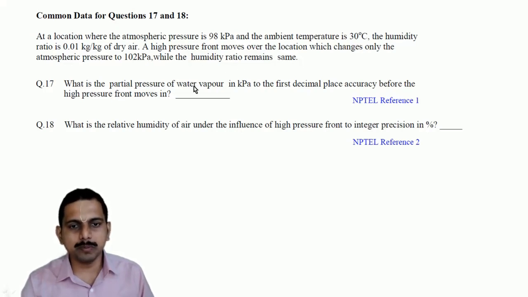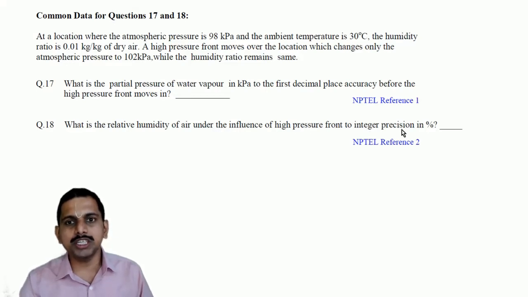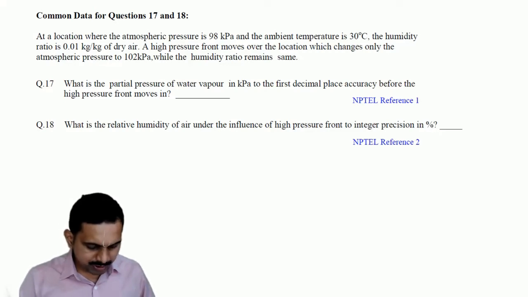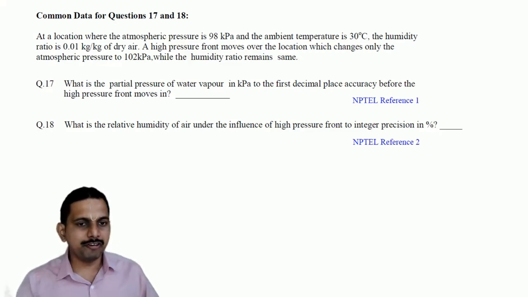What is the partial pressure of water vapor in kilopascal, to the first decimal place accuracy, before the high pressure front moves in? What is the relative humidity of air under the influence of the high pressure front, to integral precision in percentage? Let us do that. First, let us do the first part.